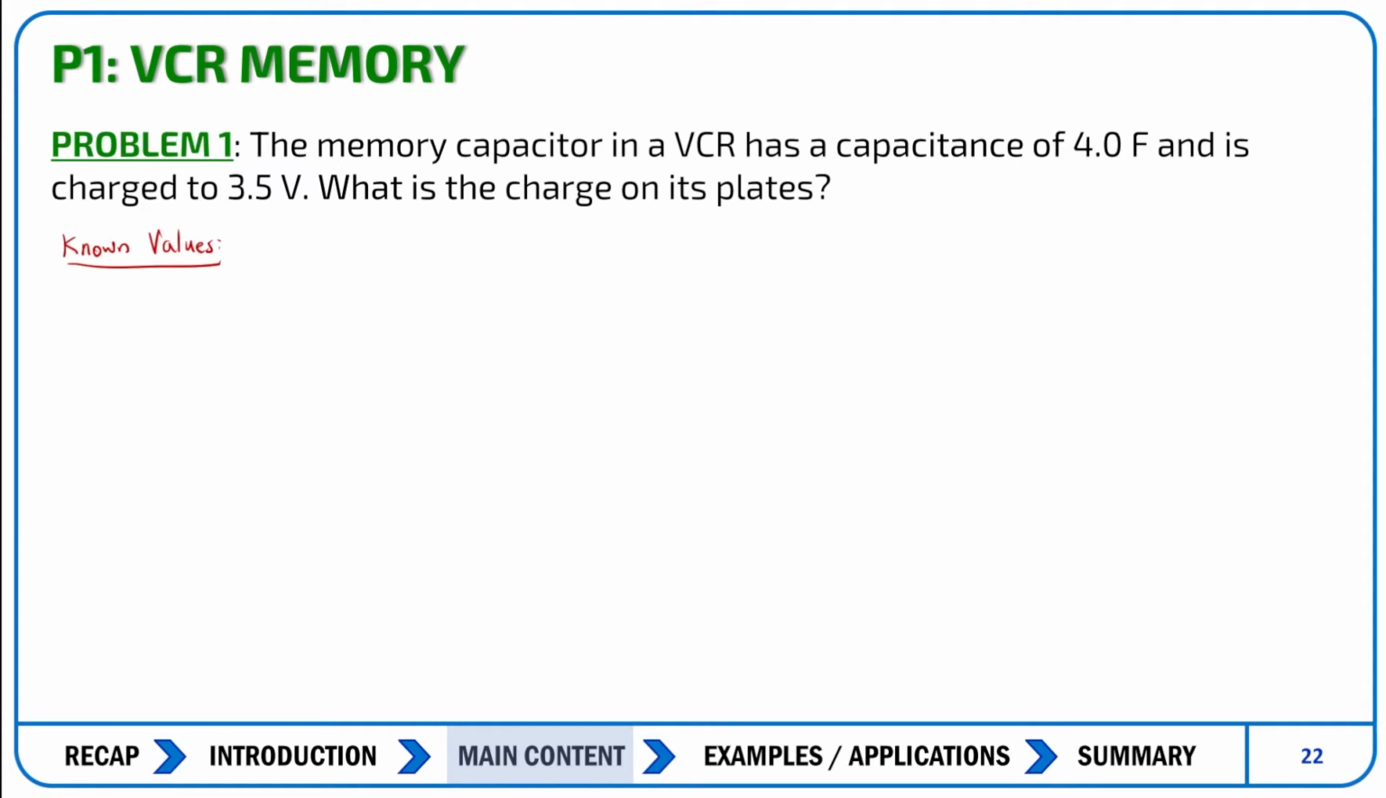The known values are going to be C is equal to 4.0 farads. We also know that the potential is 3.5 volts. It's asking us to calculate the charge.